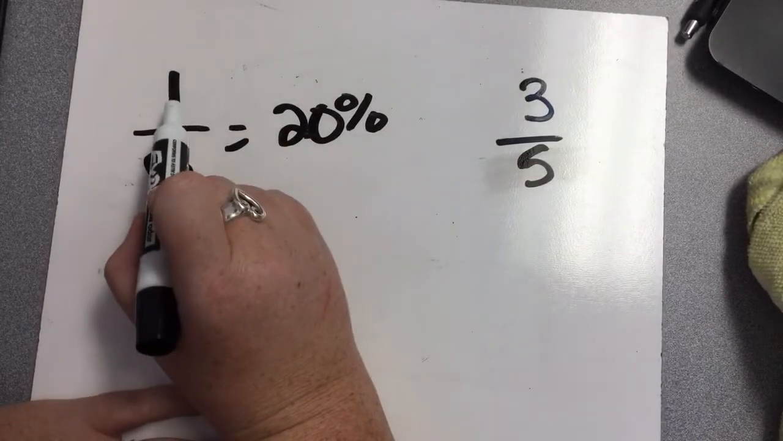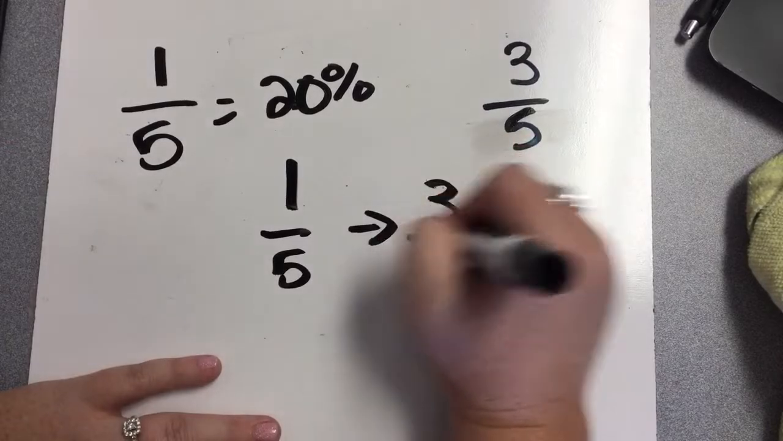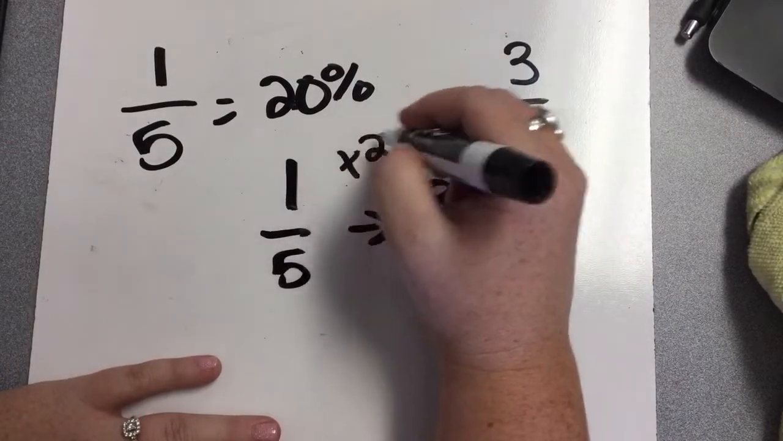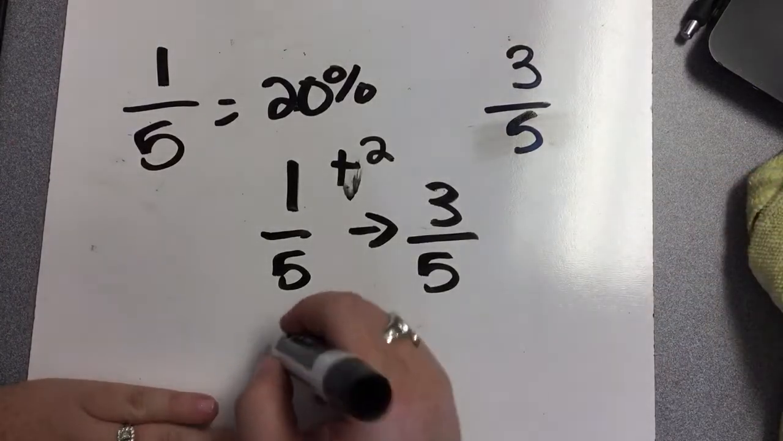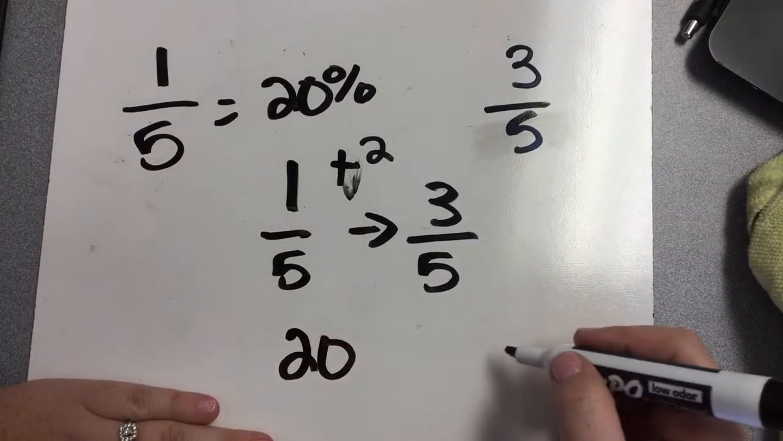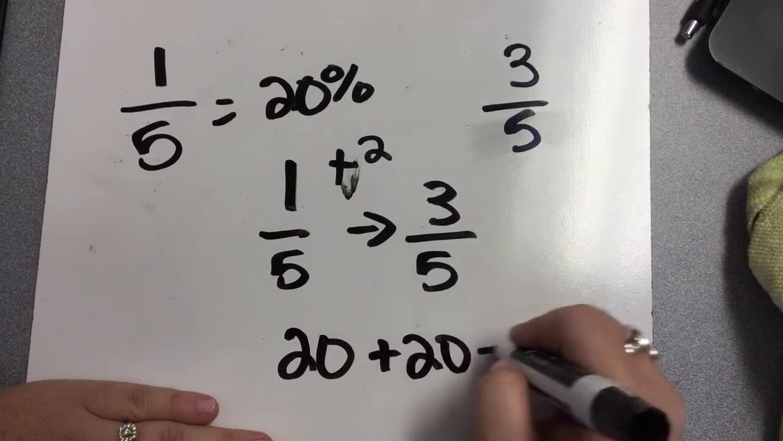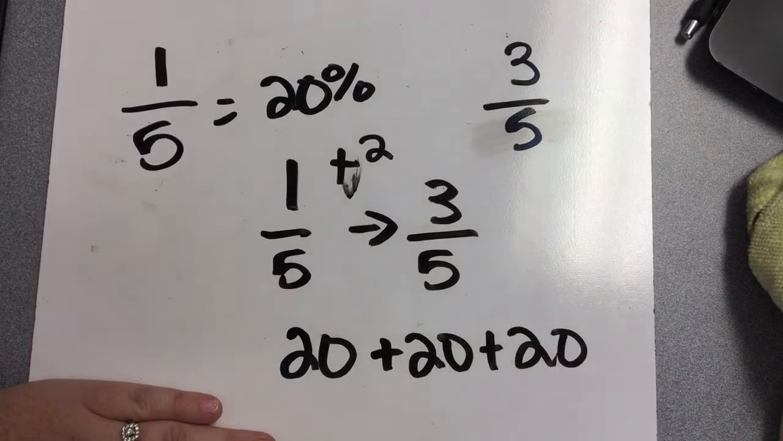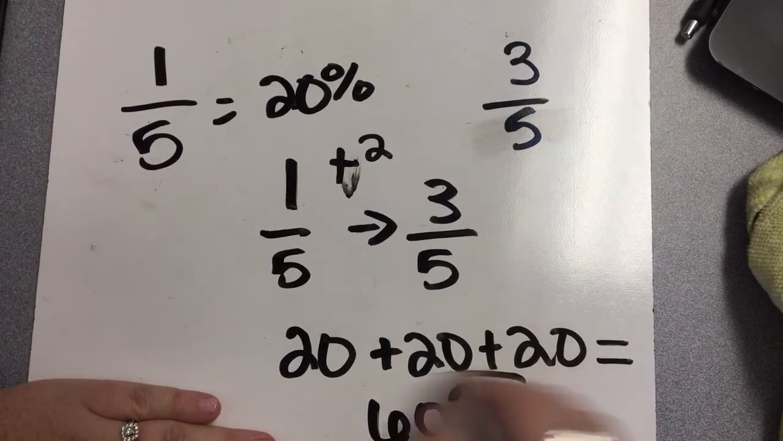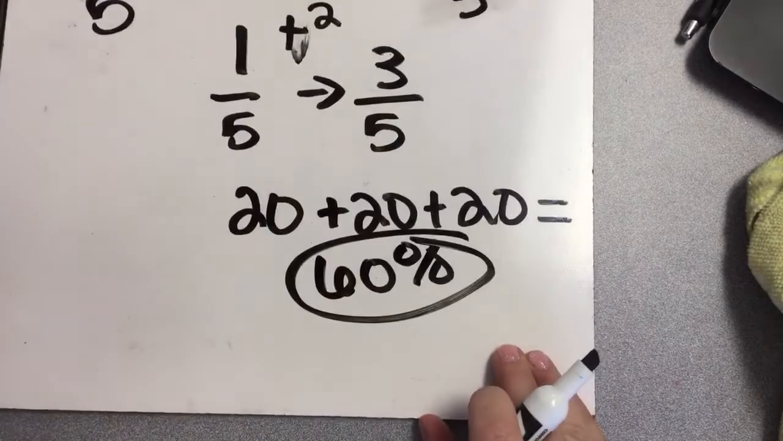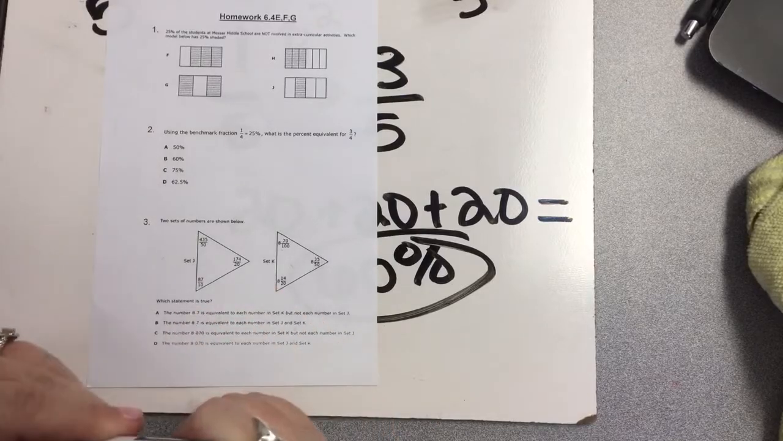So how am I getting from 1/5 to 3/5? I'm adding 2. That's an addition sign, guys. So I'm going to take 20 and add it twice: 20 plus 20 plus 20. I'm going to add 2 sets of 20 on there, and that equals 60. So that's my percent for my example. That is not necessarily your percent for the answer, so please keep an eye and check that.